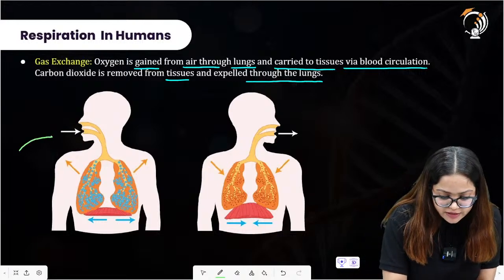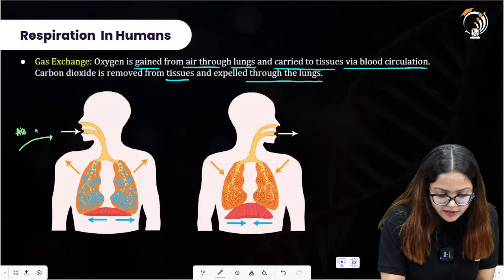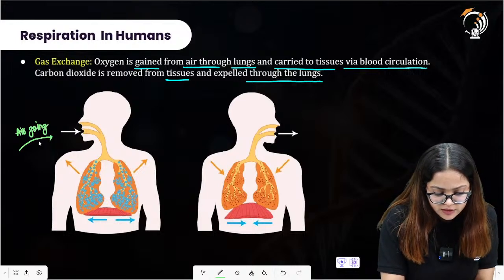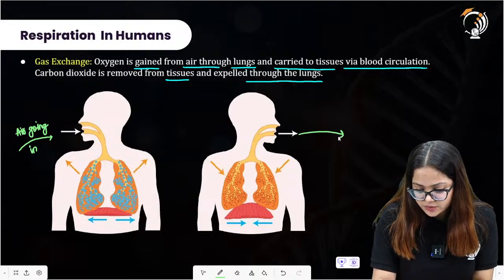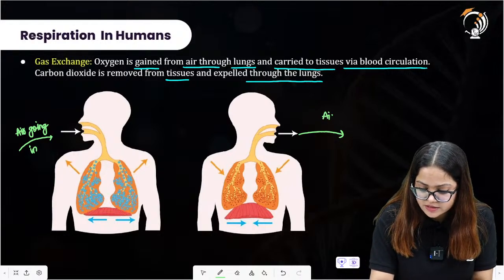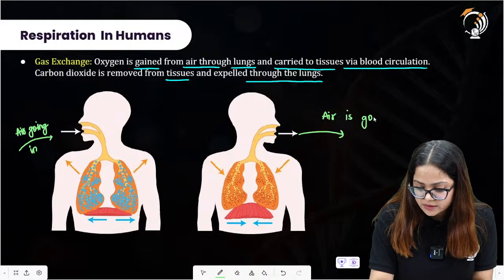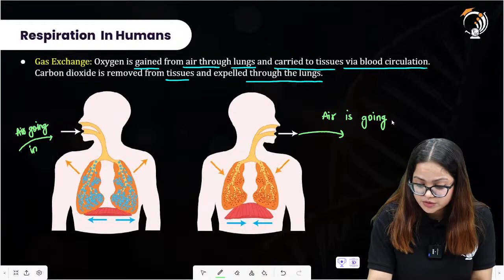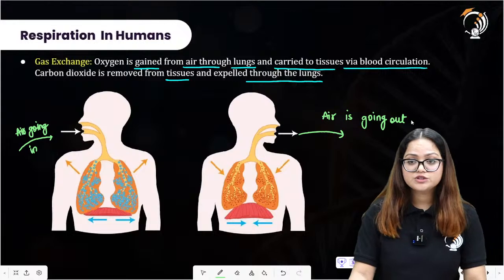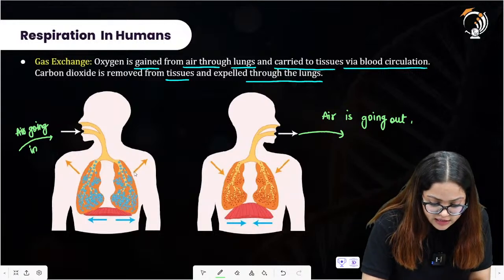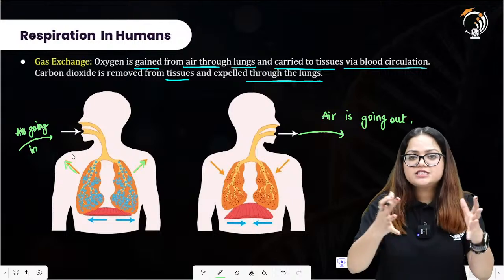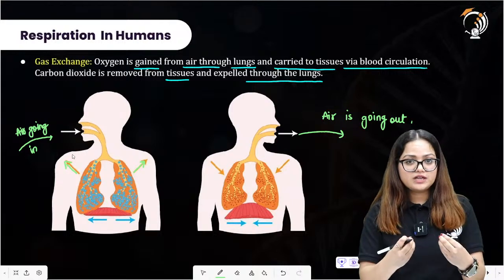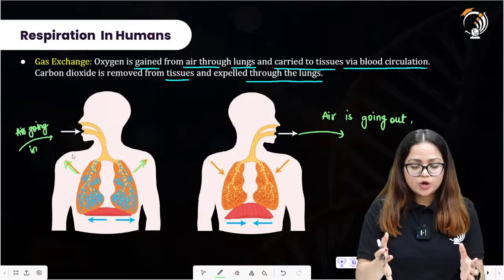The air is going in, and through this arrow we are representing that the air is going out. Understood? The lungs are moving up so as to increase the volume. Since air is coming into the lungs, it has to increase its volume.